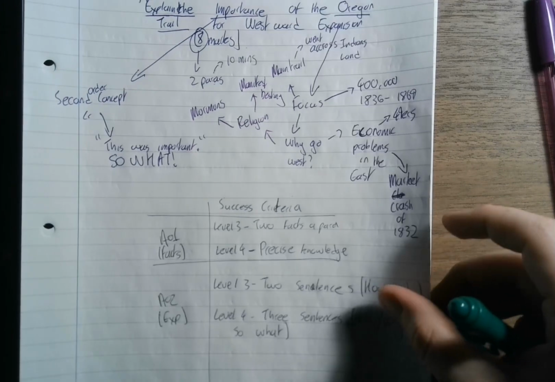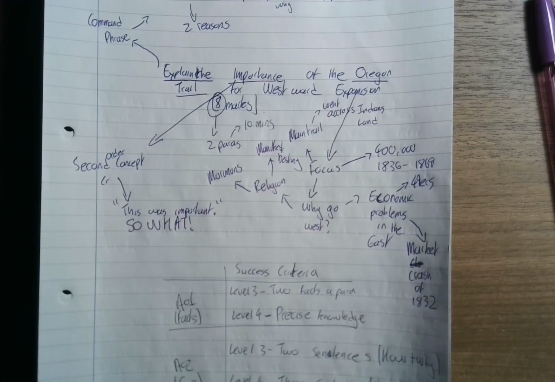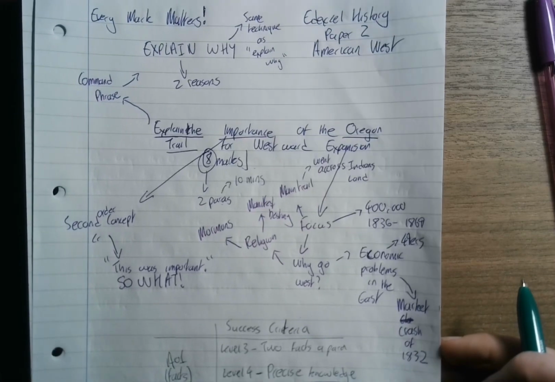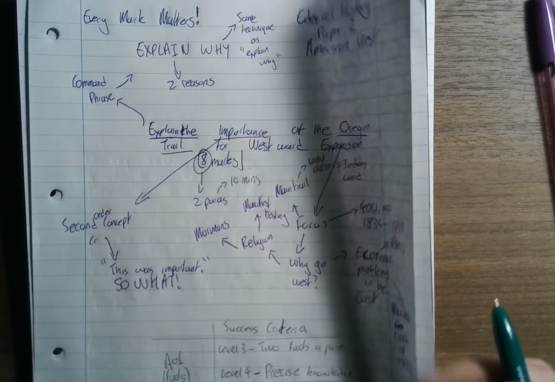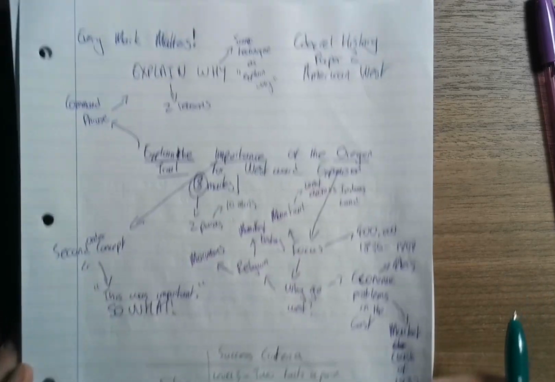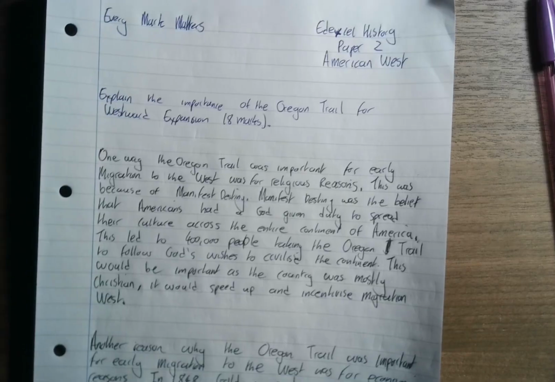Welcome back. So I'm hoping you spent 10 minutes explaining the importance of the Oregon Trail for westward expansion. That's an 8-mark question where you would have written 2 facts a paragraph, with precise knowledge, and you would have hopefully written how, why, and so what within your explanation. If you want to switch to a different colour, or to green, or whatever colour you would like to mark with, let's have a quick look at my answer.